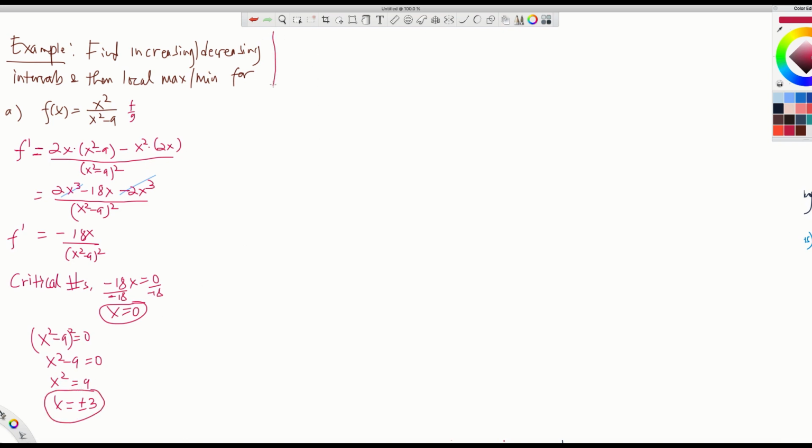So what do you do next after you find the critical numbers? Because I want to find the increasing and decreasing, right? So the next step is to draw a number line and mark those critical numbers, right? Negative 3, 0, positive 3. And then pick test points. I want to pick negative 4, negative 1, positive 1, and positive 4.